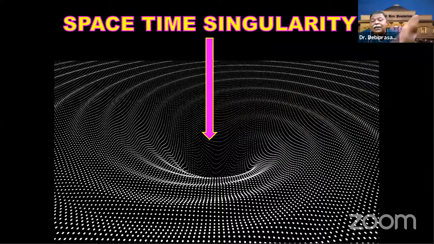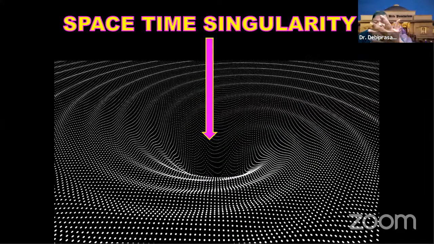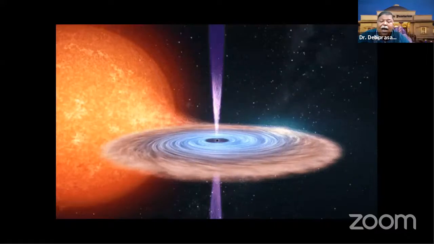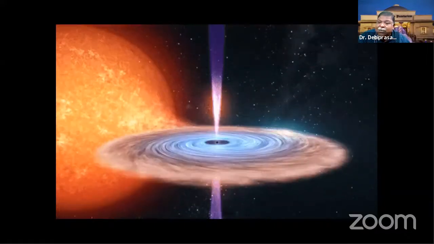And around that region, around the neck region, if something slides and falls within that color circle, it will never come back. This is just a visualization, it's not so simple. And basically, it is called the event horizon. And how can you see it? Because no light is coming.